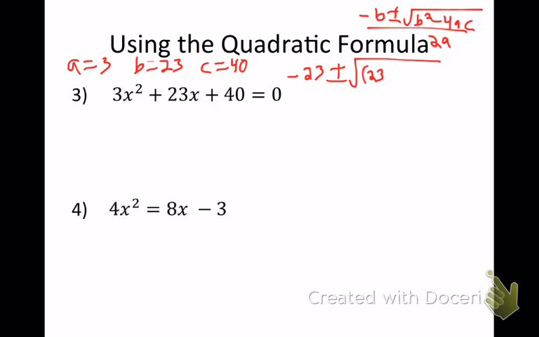So I have 23 squared minus 4 times what's a, Drew? 3. What's c, Drew? 40. All over what's 2 times a? What's a?